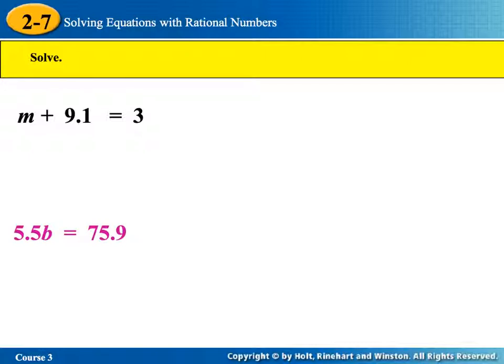When you do a problem like this, m plus 9.1 equals 3, you subtract 9.1 from both sides. And when you do that, your answer very quickly is m equals a negative 6.1. Different signs means we need to subtract. And we get a negative because 9.1 is farther away from 0 than 3.